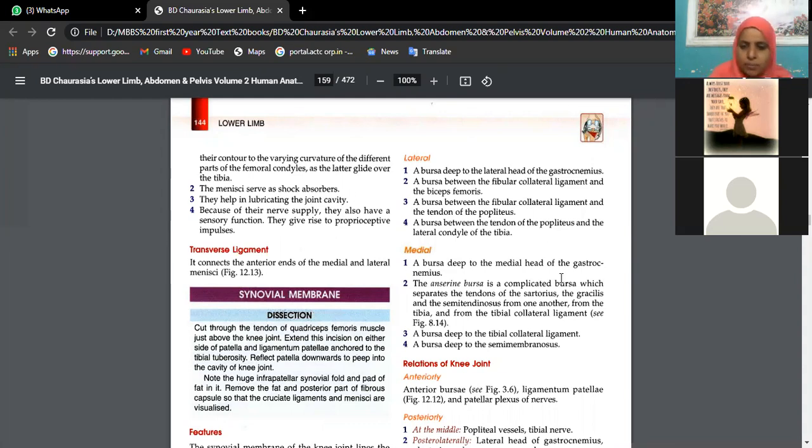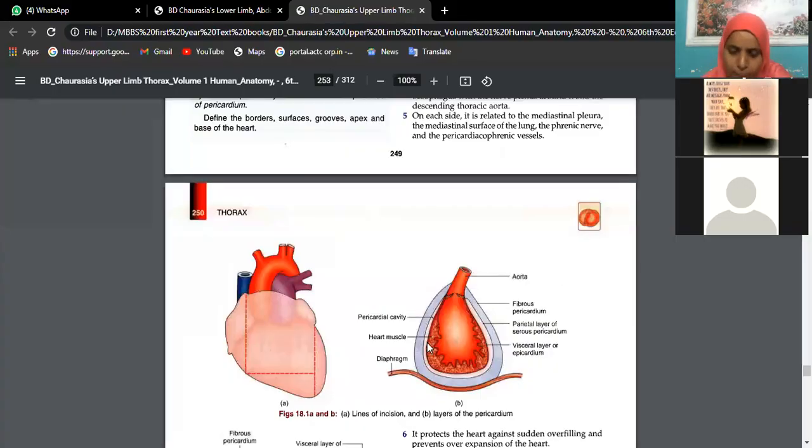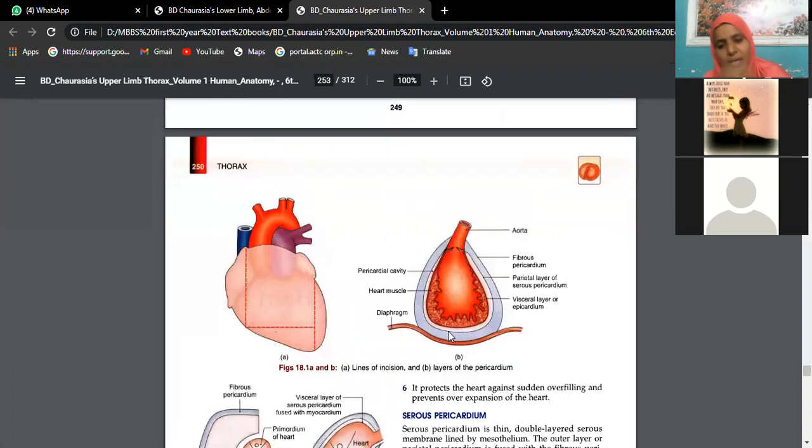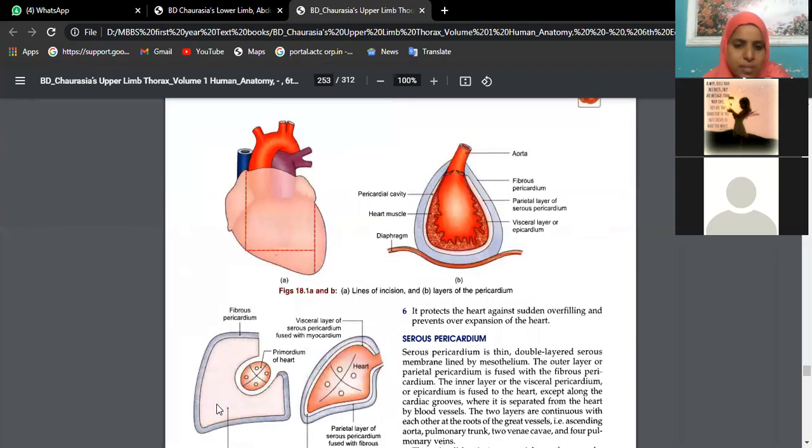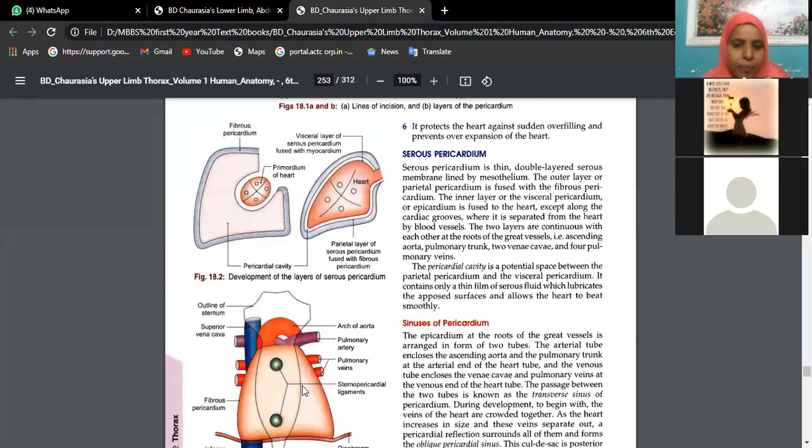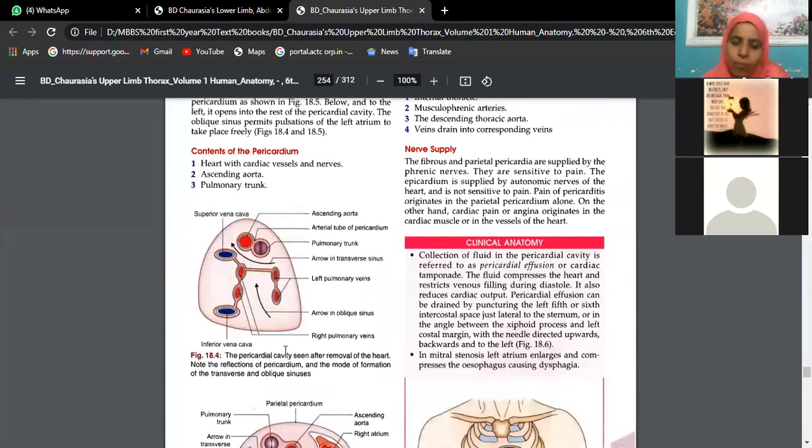Coronary sinus. During development, the heart is invaginating into the pericardium. When it invaginates into the pericardium, certain free spaces are created. This is the heart and this is the pericardial cavity. It is just the beginning of the growth, the primordium, and gradually you can see it has completely entered the pericardium. Now here you are finding two sinuses. What are the two sinuses we have? One is the transverse sinus and the other is the oblique sinus.